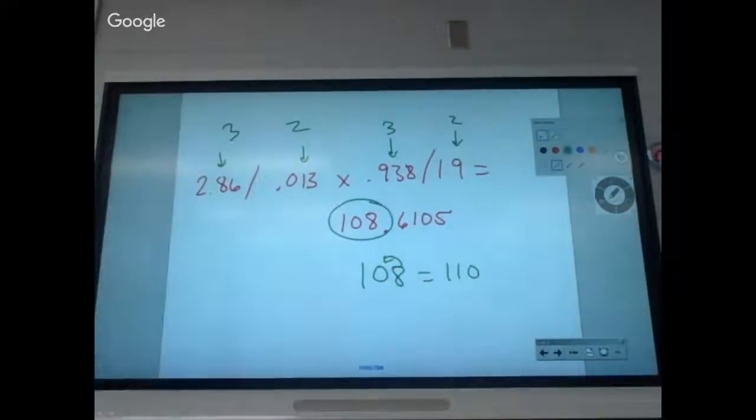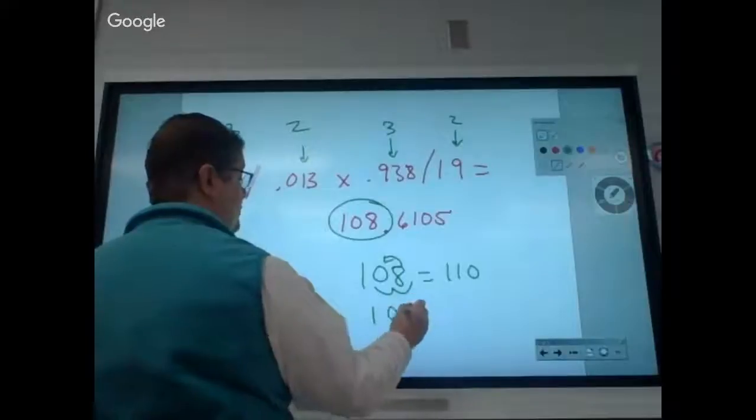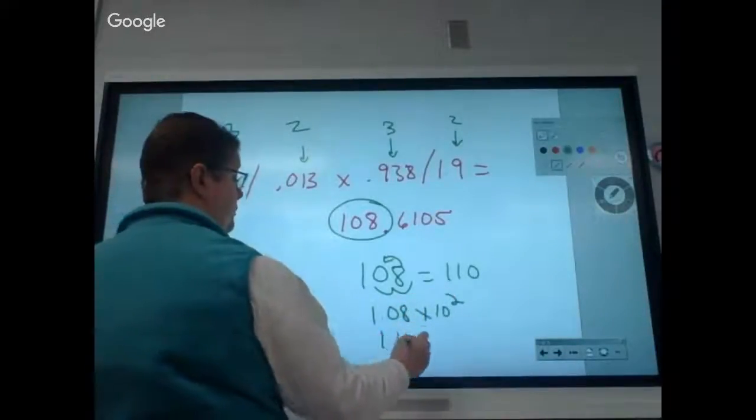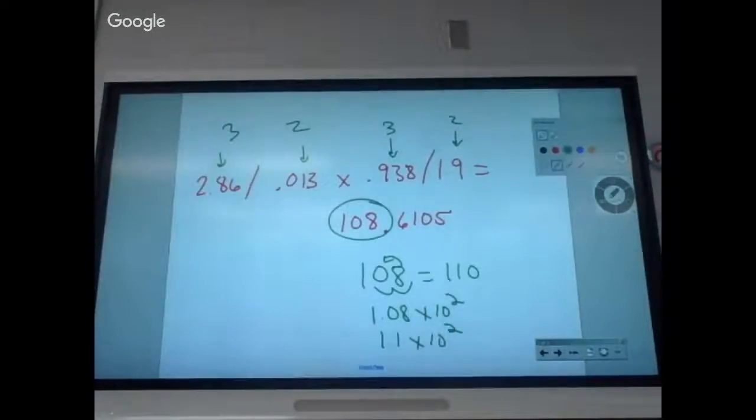If you ever have trouble and cannot figure out how to round the number, you can always put it in scientific notation. So 1.08 times 10 to the second, rounded off, is 1.1 times 10 to the second, and you have 2 significant digits. If you ever get stuck, put it in scientific notation, and then you can round off to whatever you want. That's an easy way to do it.